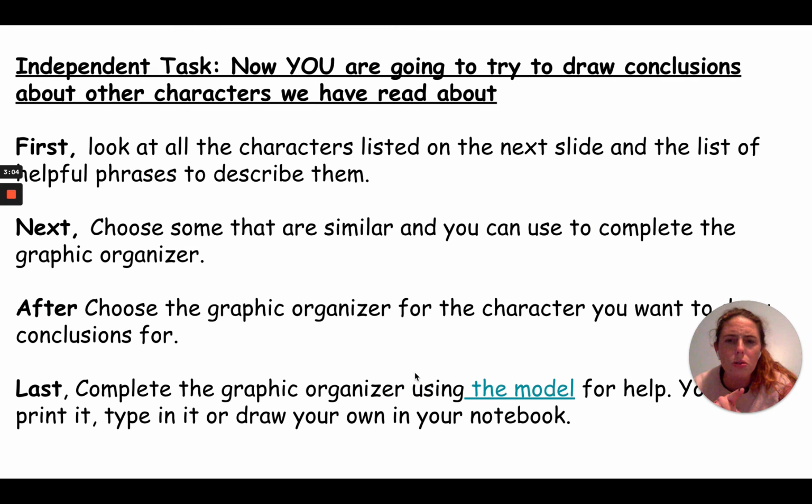What I want you to do is try to draw conclusions on your own. We're going to use only characters that we've talked about in class. So first, I want you to look at all the characters listed on the next slide. Okay, and I also added a list of helpful phrases to describe them. Next, you're going to choose some of the characters that are similar. Okay, remember yesterday we just worked on compare and contrast? Similar characters. And I want you to complete the graphic organizer that goes along with them.